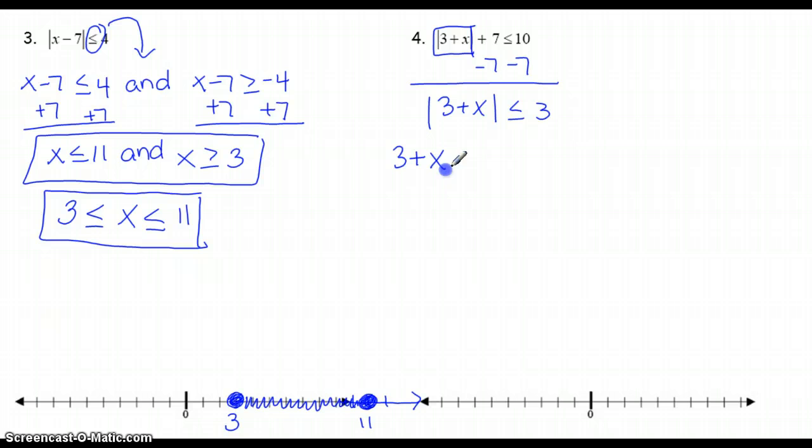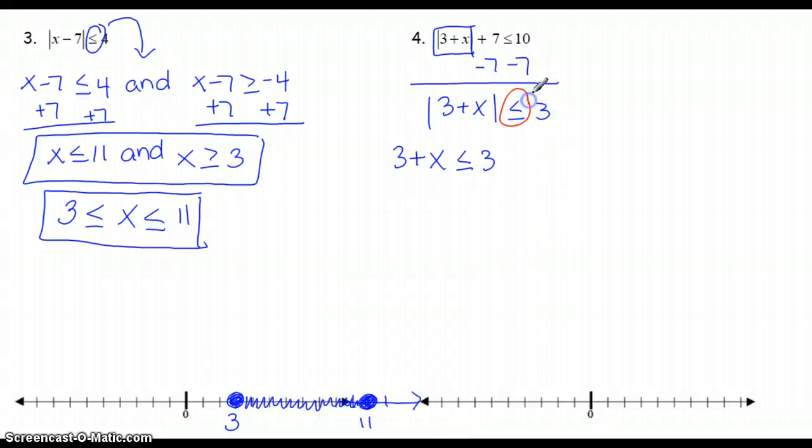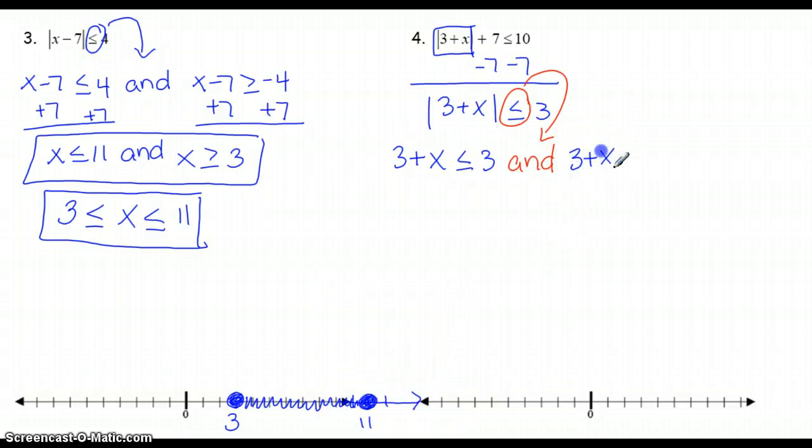3 plus x is less than or equal to 3. Look at that inequality symbol. It was a less than symbol, which tells me I need the word AND. Now my other inequality is going to be 3 plus x, flip the symbol, greater than or equal to negative 3. Solve both problems, subtract 3 from both sides.